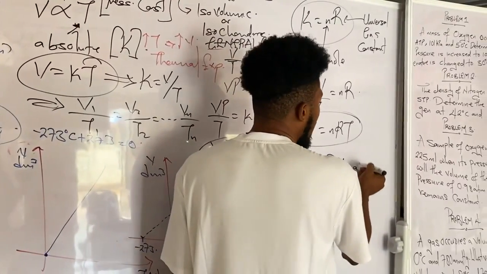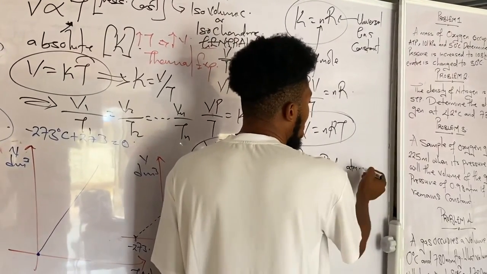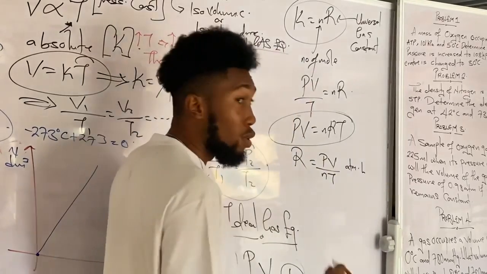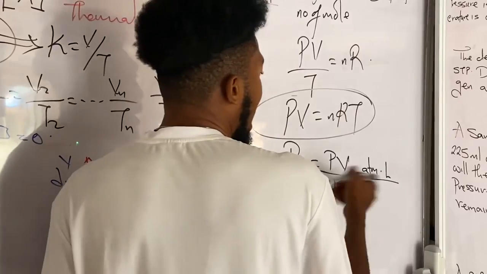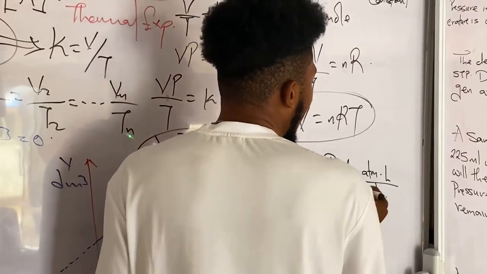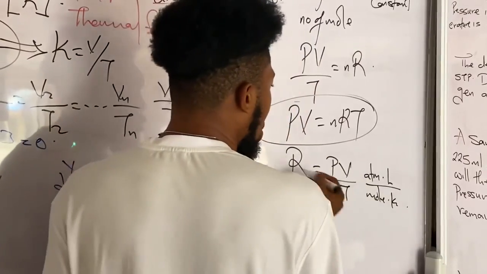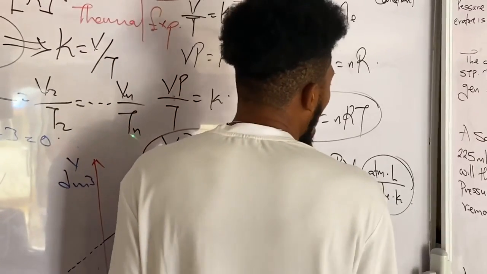Pressure is atm, volume is what? Liters, and liters is still dm cube, so you can write dm cube there. Then you have n, which is moles, and T is Kelvin. So it means that the unit of this can actually be like this.